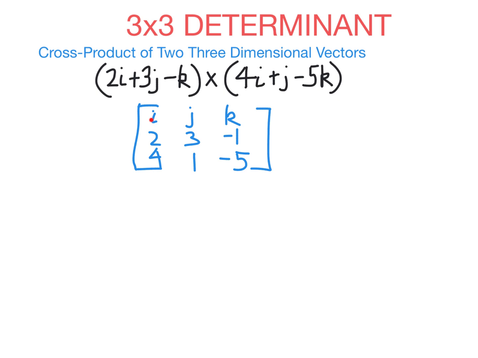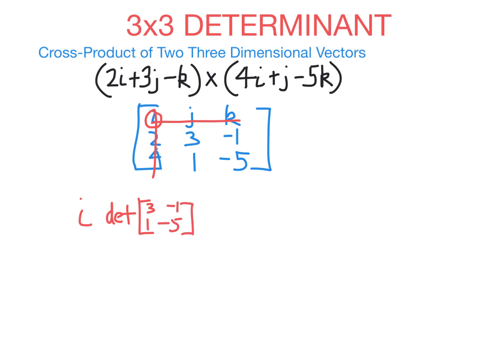We take each of these elements one by one, cross out their row and column, then we're left with a 2 by 2 matrix for which we calculate the determinant. Sounds very complicated, but this is what we do. So we'll start with I here. We're going to cross out the column and row of I. We're left with a 2 by 2 matrix. We're going to calculate its determinant, and we're going to multiply that number by I.